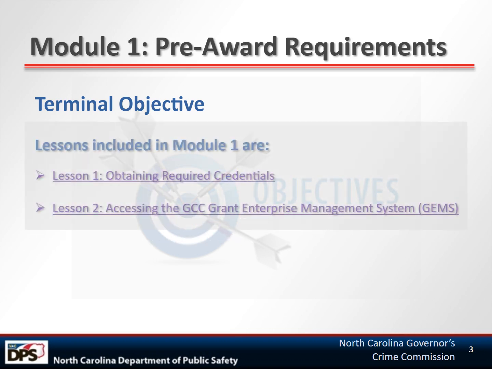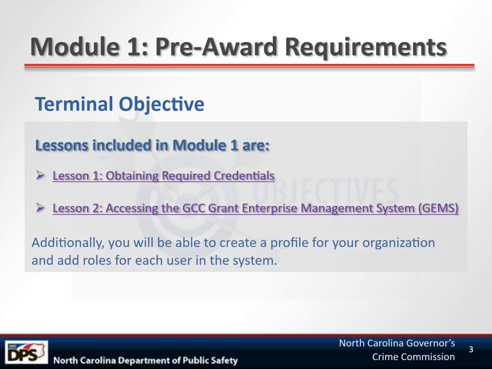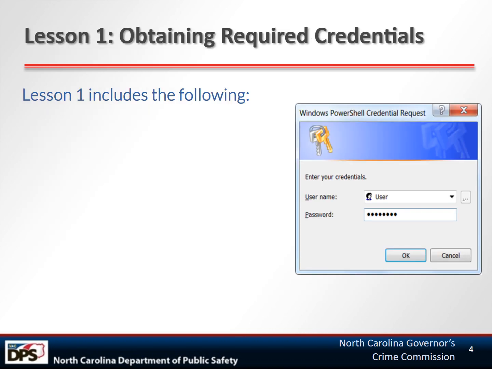There are 2 lessons included in this module. Lesson 1 will explain all the required credentials and show you how to obtain them. Lesson 2 will explain how to gain access to GEMS for efficient application entry and monitoring of grant performance. Additionally, you'll be able to create a profile for your organization and add roles for each user in the system.